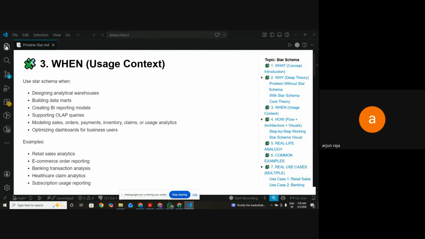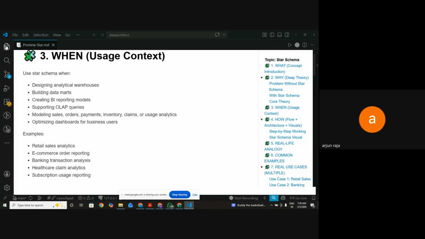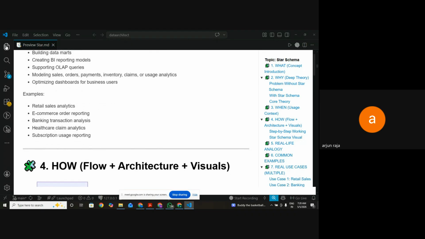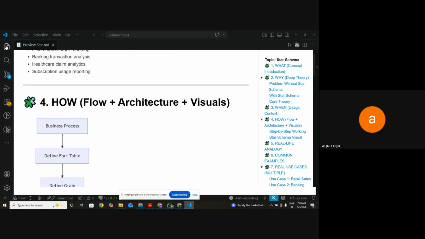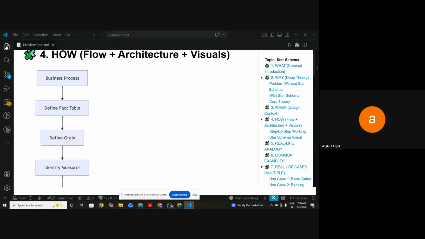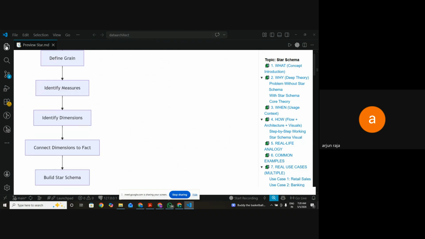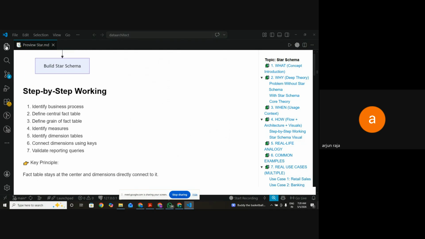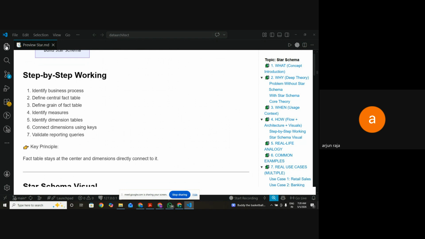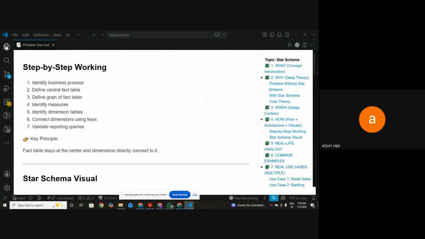Okay, then examples: retail sales analytics, e-commerce orders reporting, banking transaction analysis, healthcare claim analysis, subscription usage reporting. Architecture, I mean the flow or visuals: business, define a fact, define a grain, identify measures, identify dimensions, connect dimensions to fact, build a star schema. Okay, same thing, whatever we study in the flow chart.